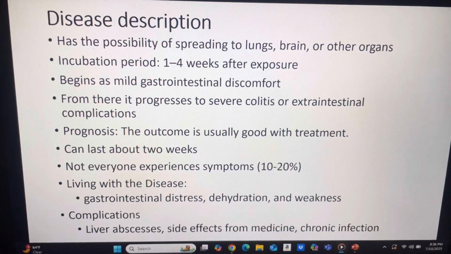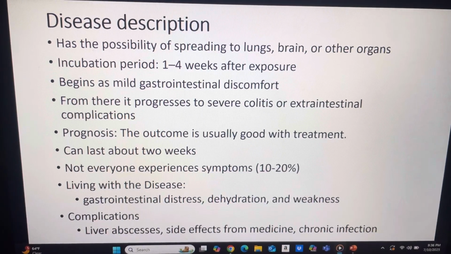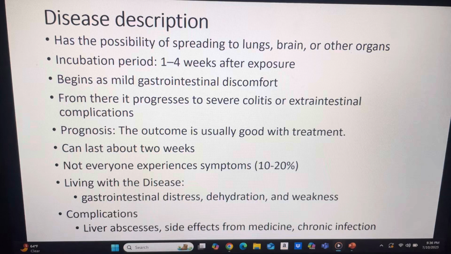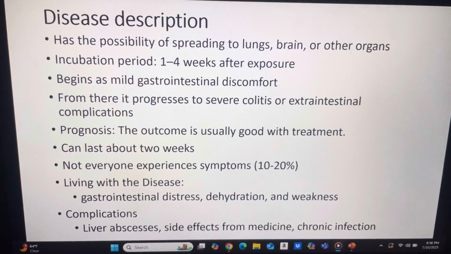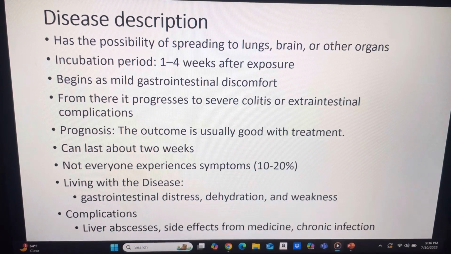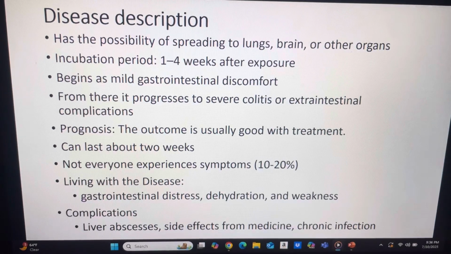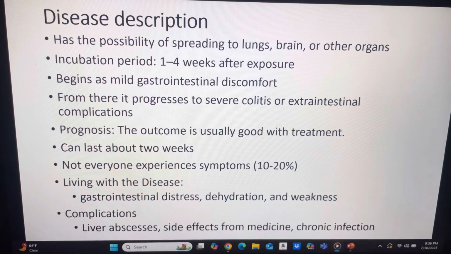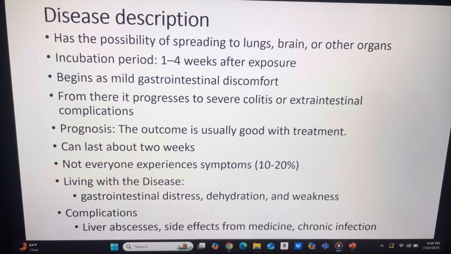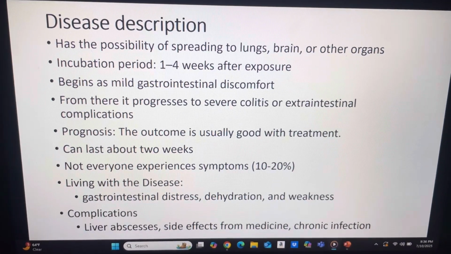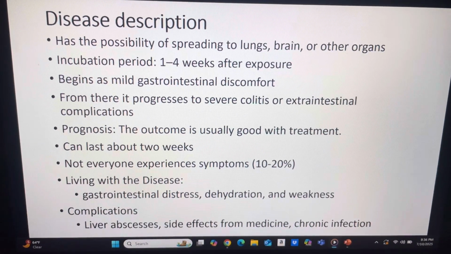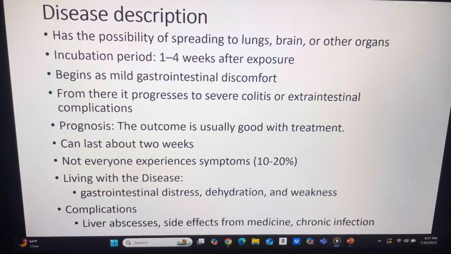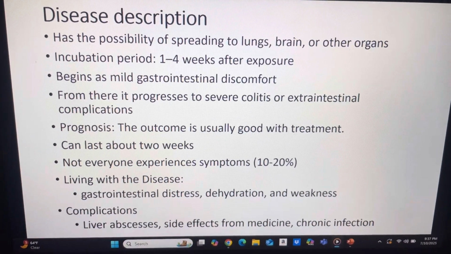And then the incubation period is usually about 1 to 4 weeks after exposure before you start recognizing symptoms. It begins as mild gastrointestinal discomfort and then can progress to severe colitis or extraintestinal complications. And then only about 10 to 20 percent of people affected become ill. Even then, symptoms are often mild, and they can last about 2 weeks.